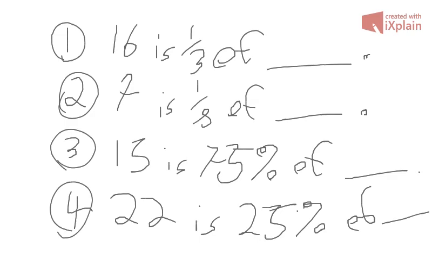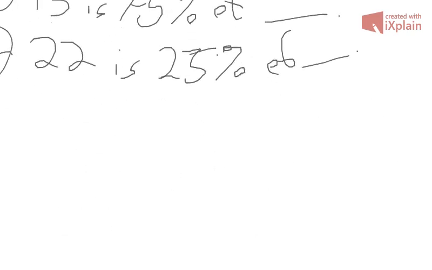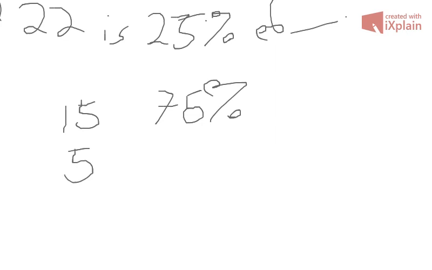So number 3, 15 is 75% of blank. Man, my handwriting is really awful in this one, but I'm trying to be quick. So let's look at number 3. 15 is 75% of some larger number. Yeah, that's a 5. Sorry. 15 is 75% of a larger number. Let's divide both of these numbers by 3. So we have 5 is 25% of the same larger number.